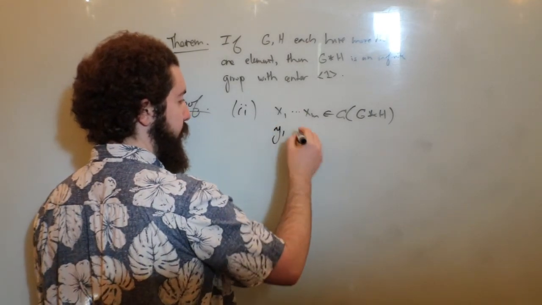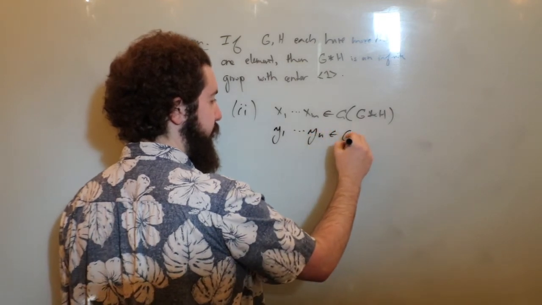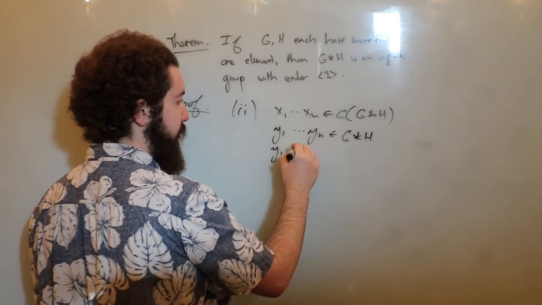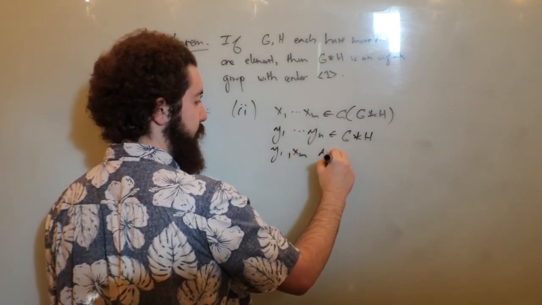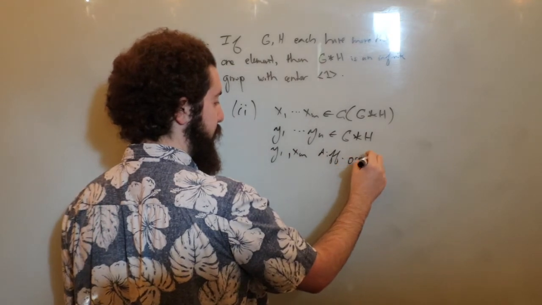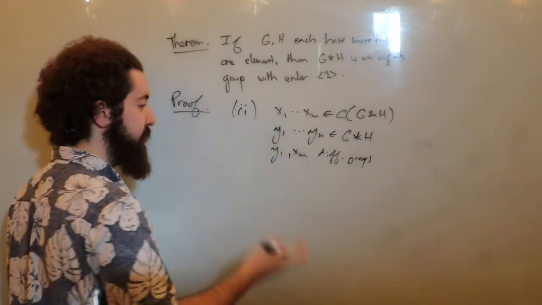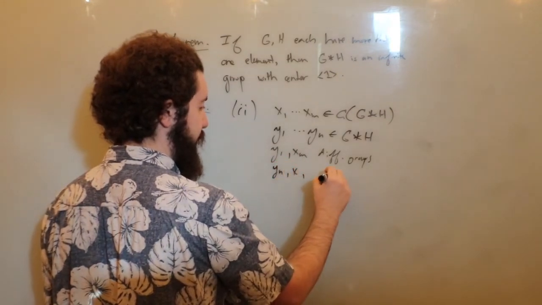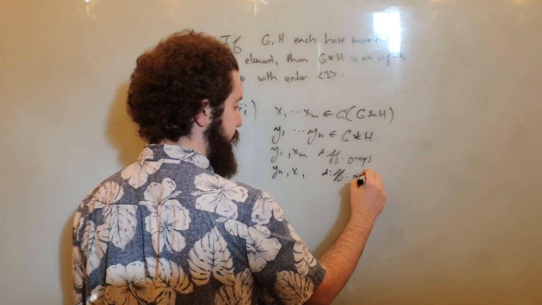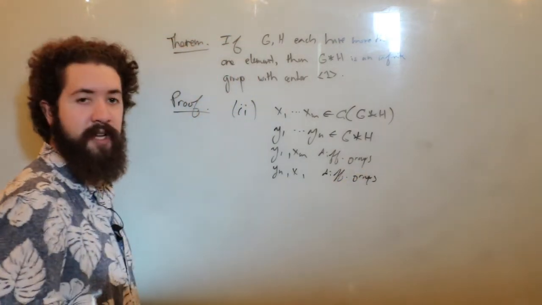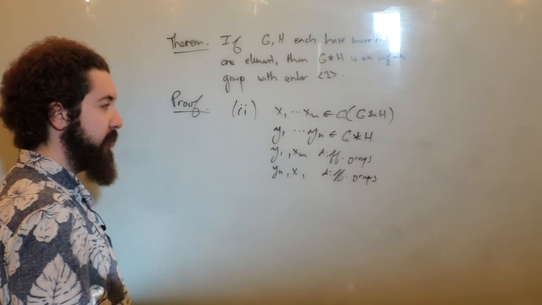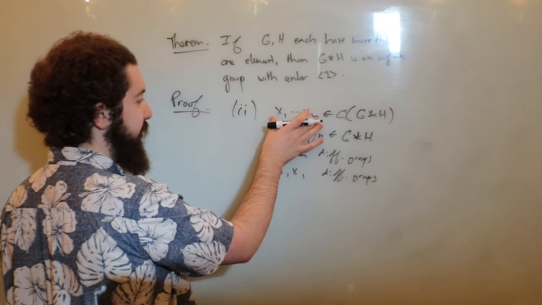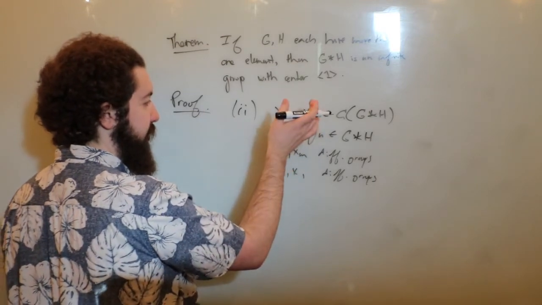So let's choose y1 to y sub n in the group. And we're going to choose it so that y1 and xm are in different groups. In other words, if one of them is in G, the other one is in H, and vice versa. And the same thing for yn and x1. They're going to be in different groups. This is not too hard to do. Clearly such words exist.